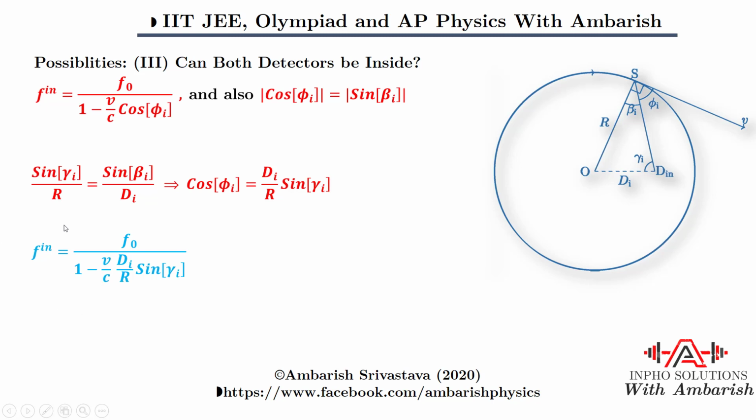And now from this we can infer when this detected frequency will be maximum or minimum. This term is going to be maximum or minimum when sine gamma is either +1 or -1 respectively, okay? So if sine gamma is +1 or -1, that means what? Gamma is 90 degrees.